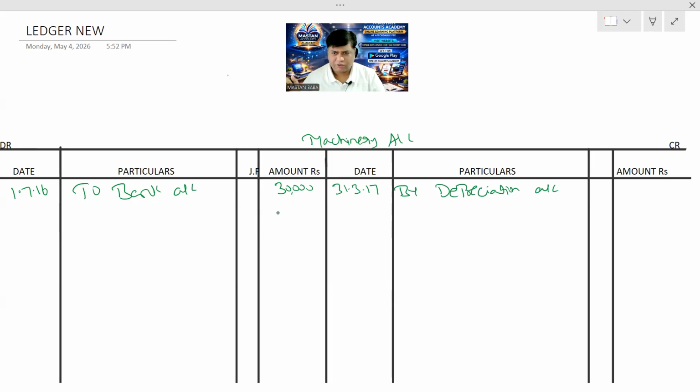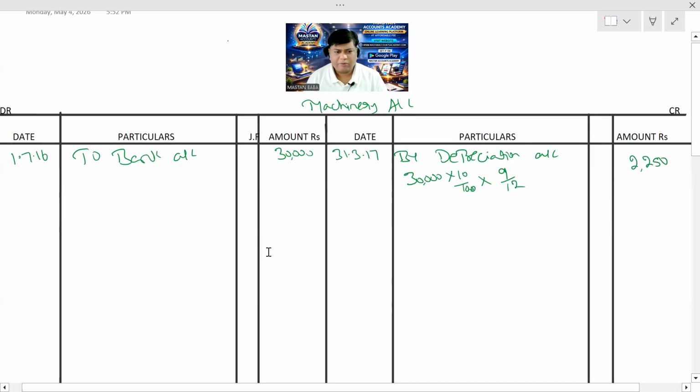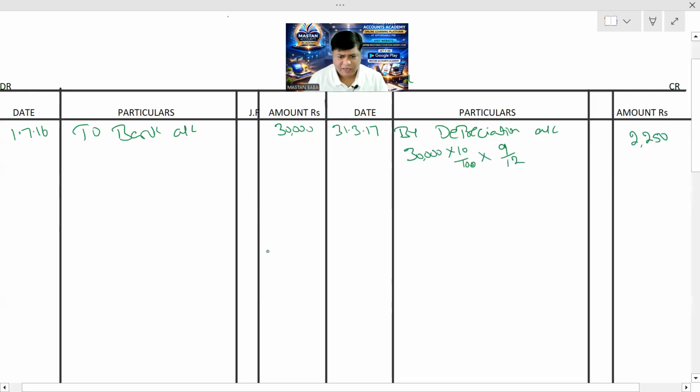July to March means July to December 6 months, January to March 3 months, 6 plus 3, 9 months. So dear student, the depreciation comes to: 30,000 is the asset value, the rate of depreciation as per our question is 10%, and the machinery has been utilized for 9 months. So 30,000 into 10 by 100 into 9 by 12, that comes to 3,000 into 9 by 12, which exactly comes to 2,250 rupees. And next point, balance the asset as usual.